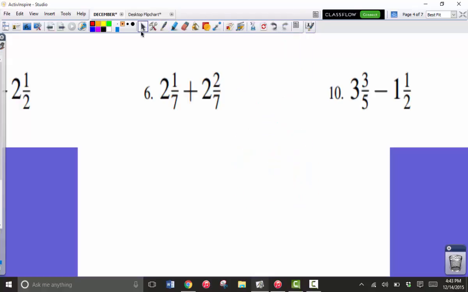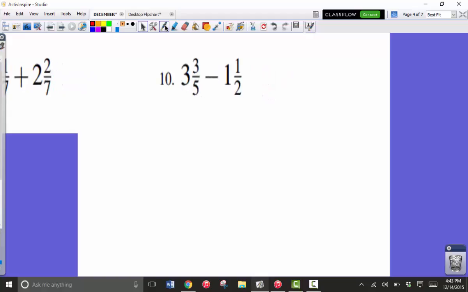Okay, now we're getting to the harder part. Look at number 10. Number 10, bottom numbers are not alike. So I'm going to take these 2 mixed numbers and change them into improper fractions first. Step 1, especially when you have denominators that are not alike: multiply the whole number and the denominator. 3 times 5, that's 15. And then add it to your numerator. 15, 16, 17, 18. Keeping the same bottom number.